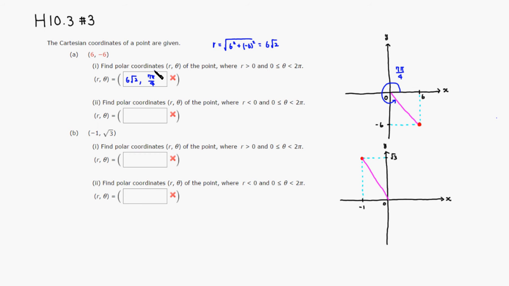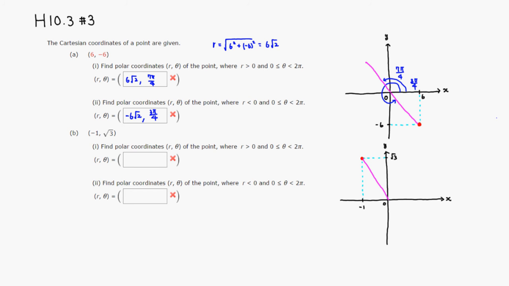And for part 2, we want to take r to be a negative value, so it's negative 6 square root of 2. We actually need an angle on the opposite side like that, so that if you take the negative r value, you get to the right place. This is the angle we're talking about, going from here to there. So that's 3 pi over 4.